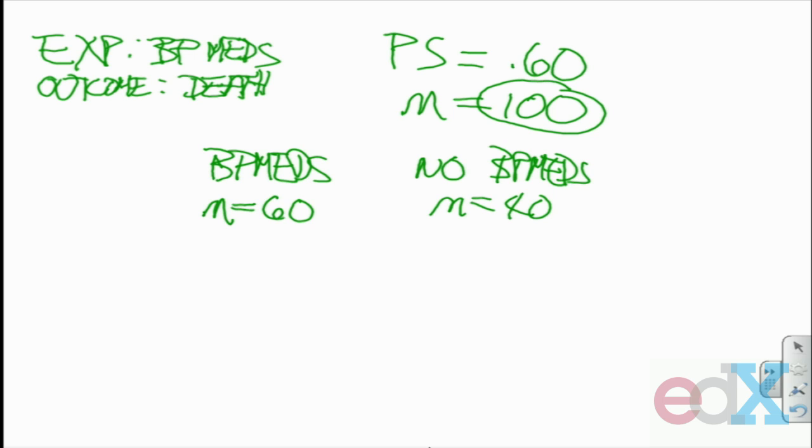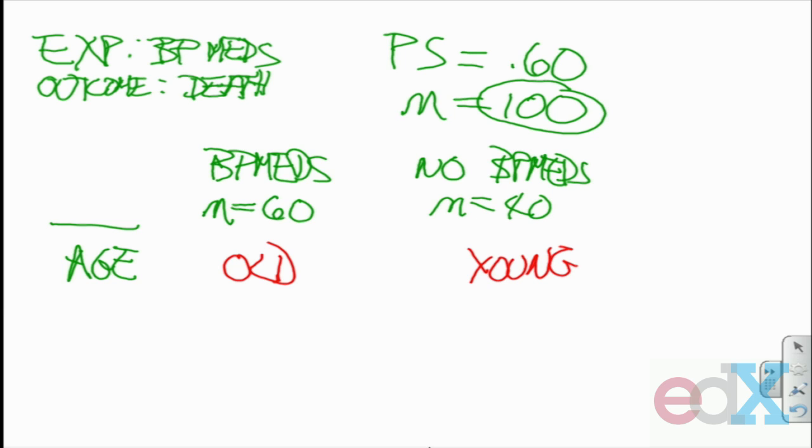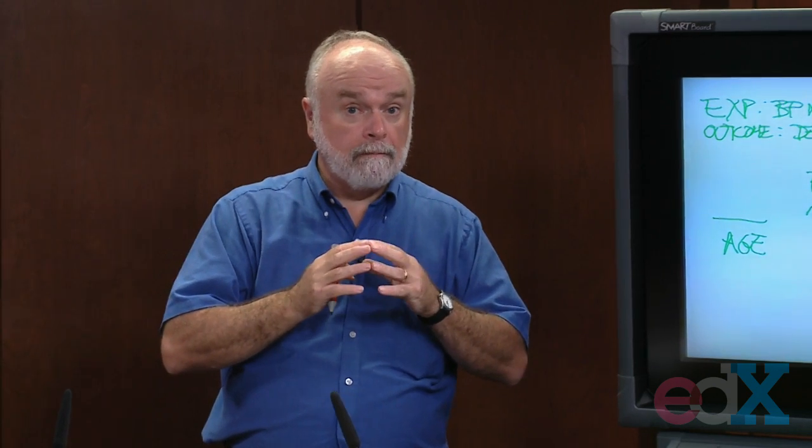Now let's suppose I look at, say, their average age. I take these 60 people. Each of them has an age. I average those numbers together. Let's suppose what happens when I do that is that on average, these 60 people are old, while the 40 people who did not receive blood pressure medications are young. That means within this group of people who have a common value for a propensity score, 0.6, they're not balanced with respect to age. Age could be a confounder. That would be a problem.